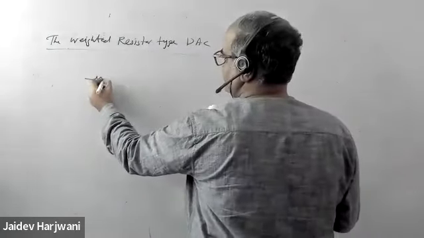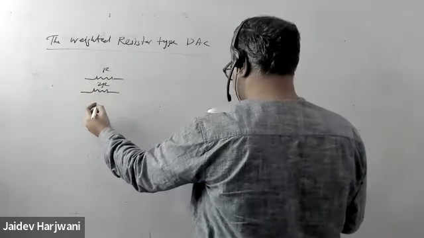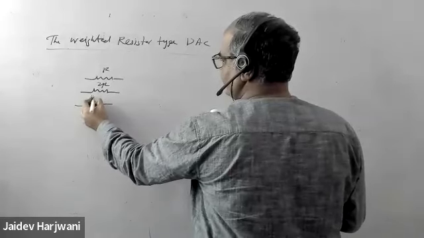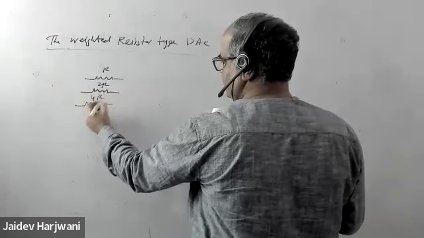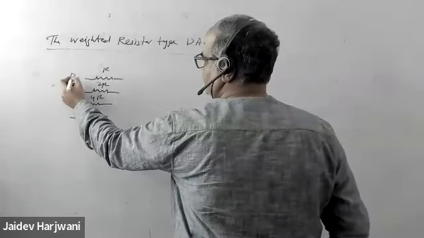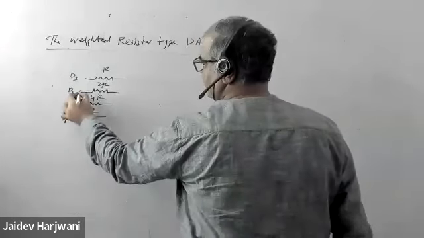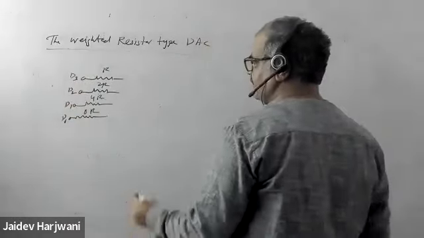So you have R, 2R, 4R, and then you have 8R. Okay, so say this is D3, D2, D1, D0. So here I'm giving my input, digital input.